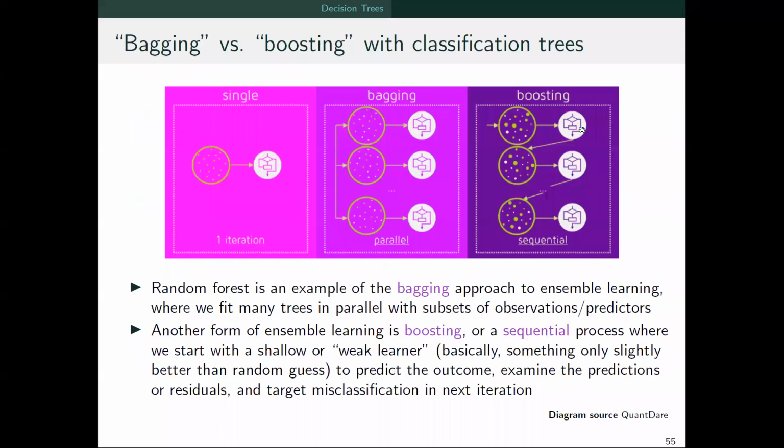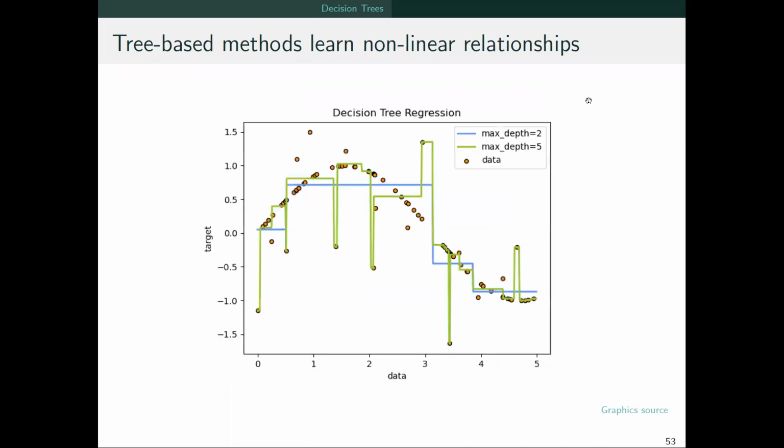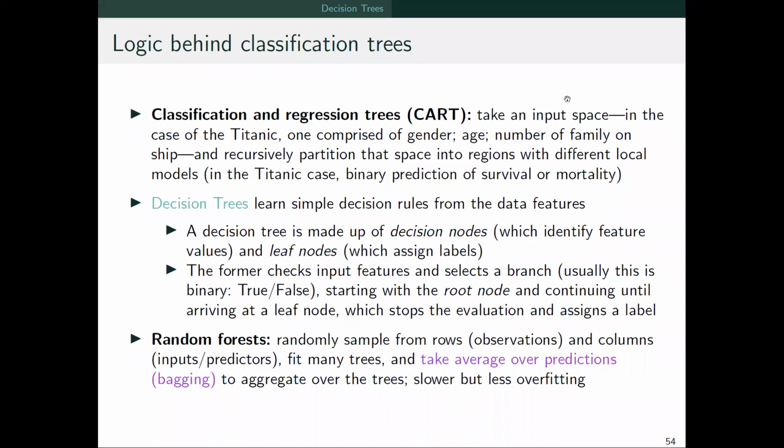So whereas in the Titanic, this one predicts survival if the gender is female, and if it's male, well, let's go down a bunch of other checks here. So we check the features and select a branch, starting with the root node until we arrive at a leaf node, a terminal node, which is where the evaluation ends, and we assign a label finally.